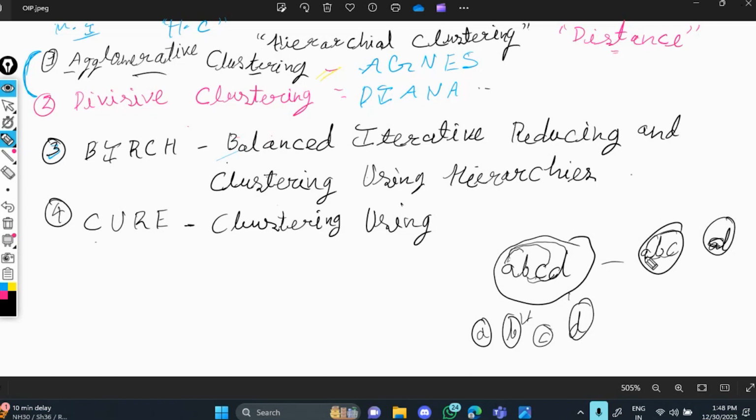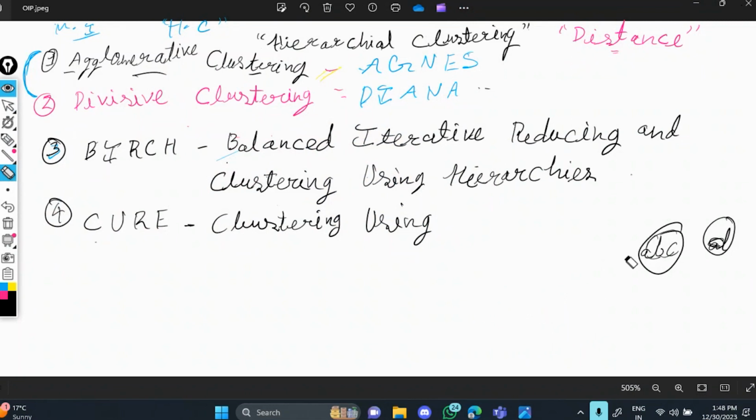So is this clear to you, Piyush? What is the difference and what is divisive clustering? This is the basic difference. I hope this is cleared. It will become clearer when we do it as a practical in Python.